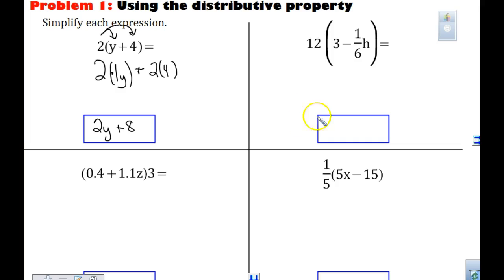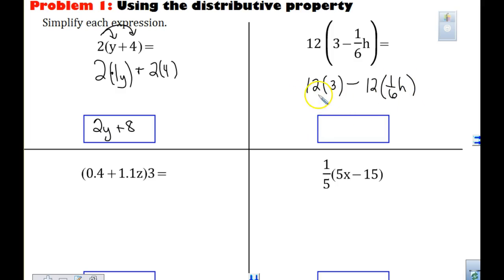So let's go to the next one. And we are taking 12. And again, I don't care if you use 12 times 3. Since there's a minus sign in the original problem, we're going to keep that minus. And then we're going to take 12 times 1/6 h.